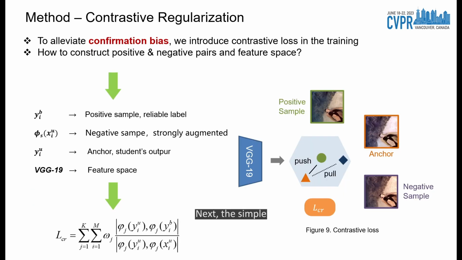Next, the simple consistency loss can easily make the student model overfit on wrong predictions, resulting in confirmation bias. We thus introduce contrastive loss. Thanks to our proposed reliable bank, where the samples are potentially of higher quality than the student's outputs, we can take the reliable label as our positive sample. Other settings follow the design of a dehazing method, AECR-Net, in 2021.